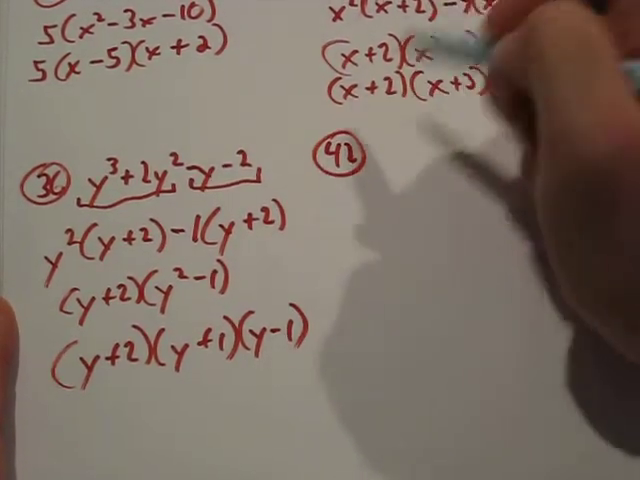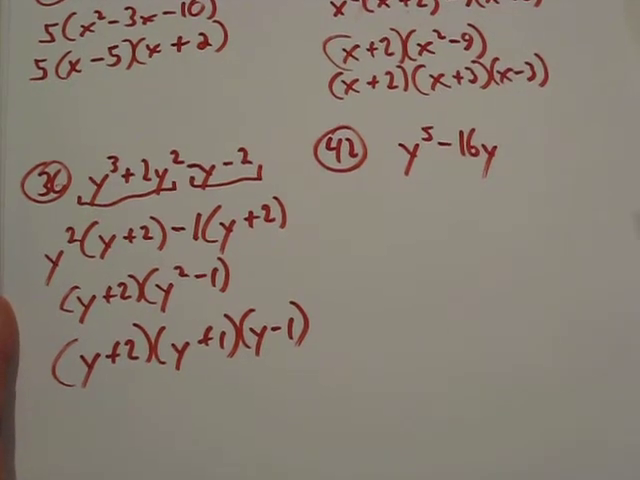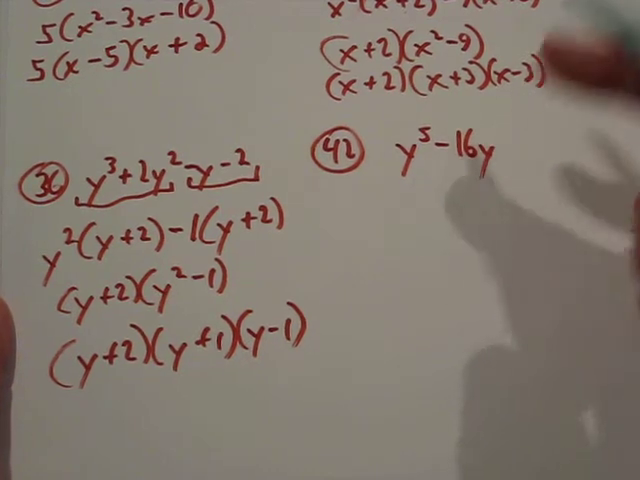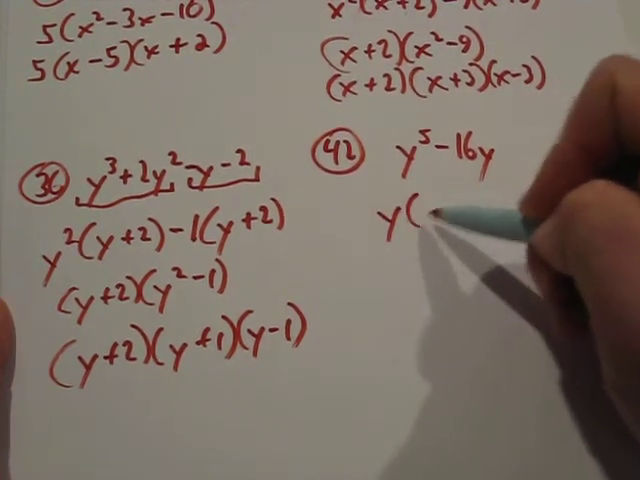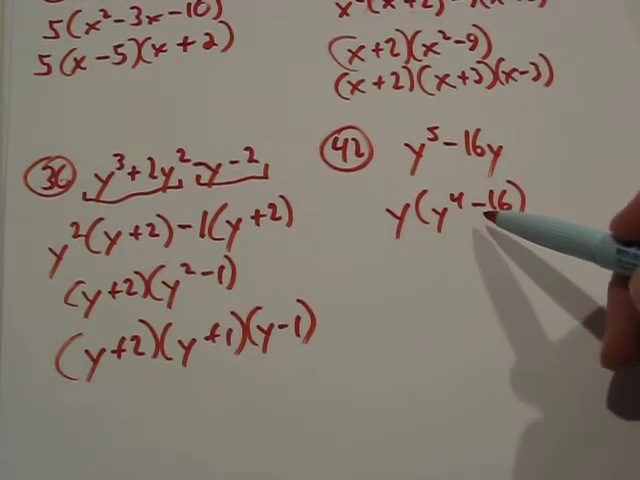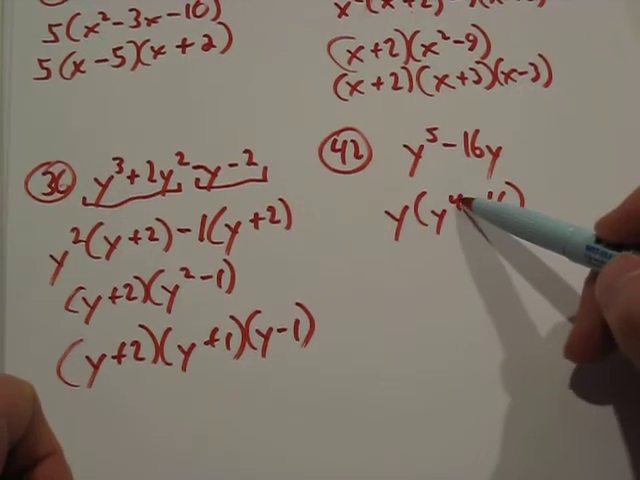Let's get to problem number 42. Y to the 5th minus 16y. Okay, first question. Can we factor something out of these 2 terms? Absolutely, we can factor out a y. And that would make y to the 4th minus 16. And then we take a look inside. It's a binomial, so it fits our difference of squares rules. Is y to the 4th even?